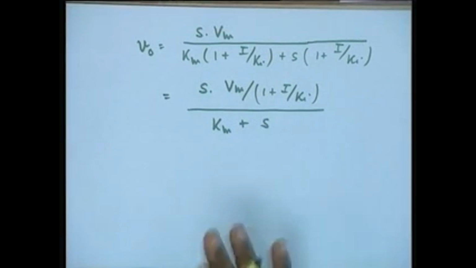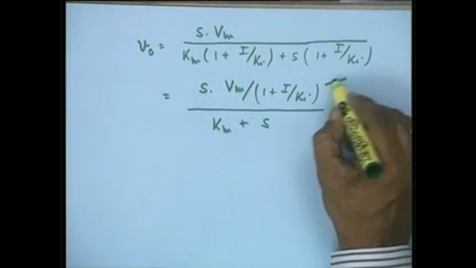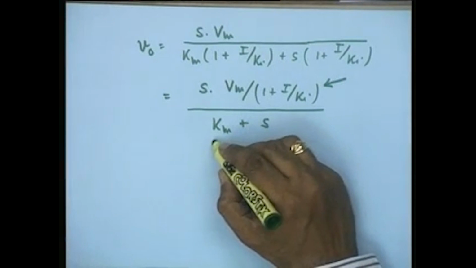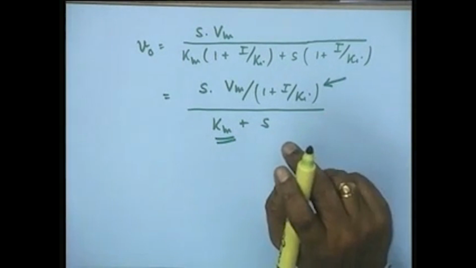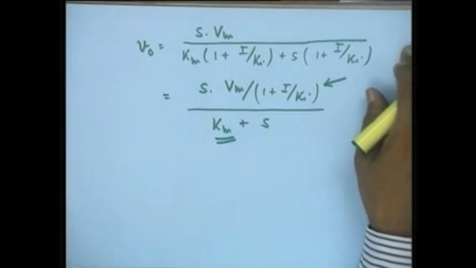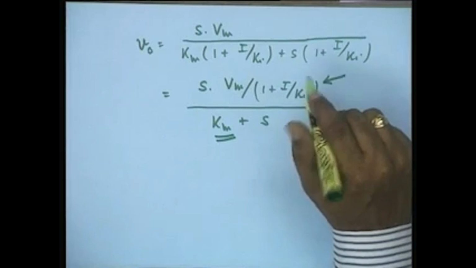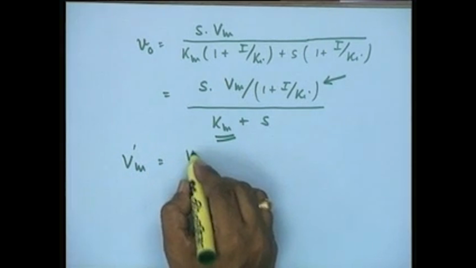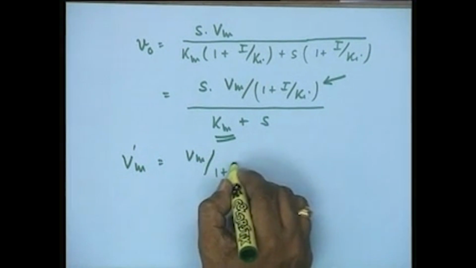Now one can very clearly visualize that the effect of a non-competitive inhibitor is to influence the maximum reaction velocity. The maximum reaction velocity is reduced by a factor of 1 + I/Ki, whereas the Km value remains unchanged. There is no effect on the Km value. In contrast to the competitive inhibitor, where the Km value was altered, here the Vm value gets altered and the Km remains. The modified maximum reaction velocity is equal to Vm upon 1 + I/Ki.